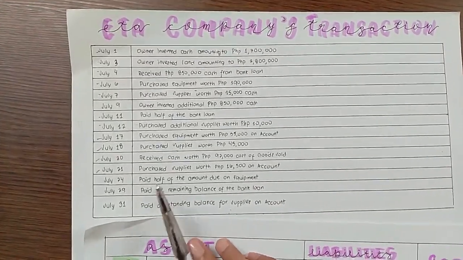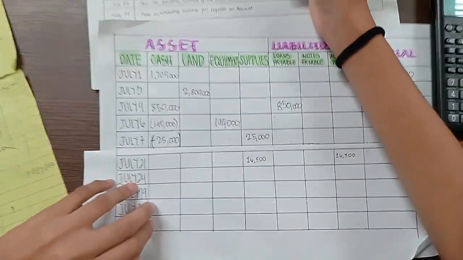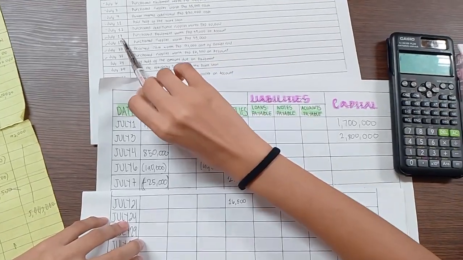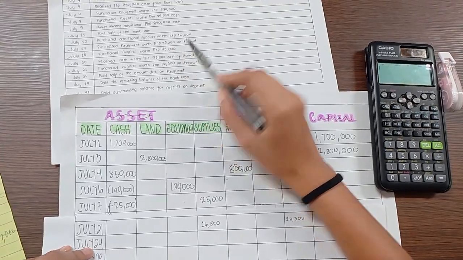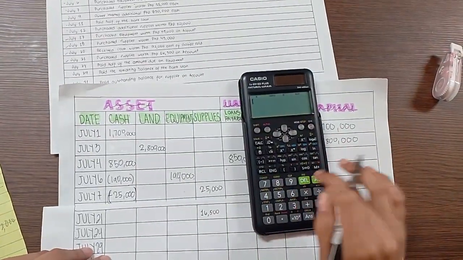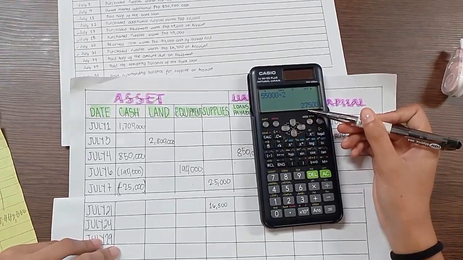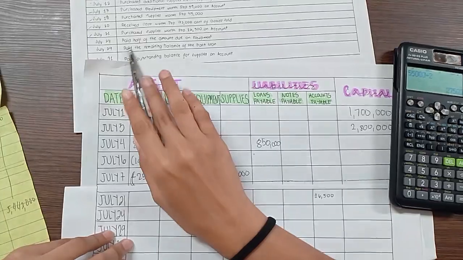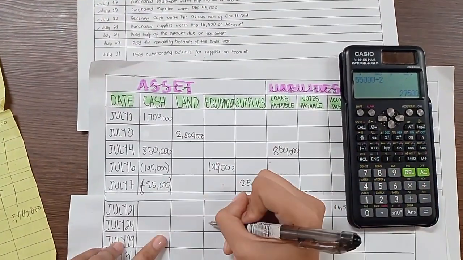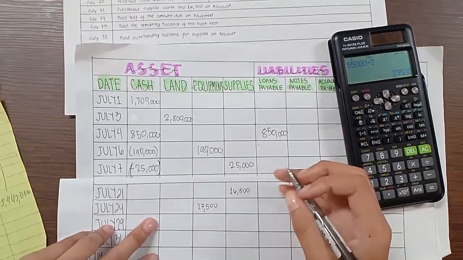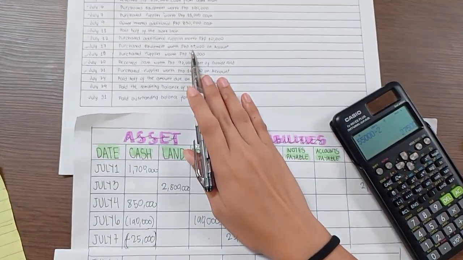In July 24, the owner paid half of the amount due on equipment. In July 17, the owner purchased 55,000 on account. So 55,000 divided by 2 is 27,500. Since half was paid, we put 27,500 in the equipment, and we minus in accounts payable, because you paid half of the 55,000.